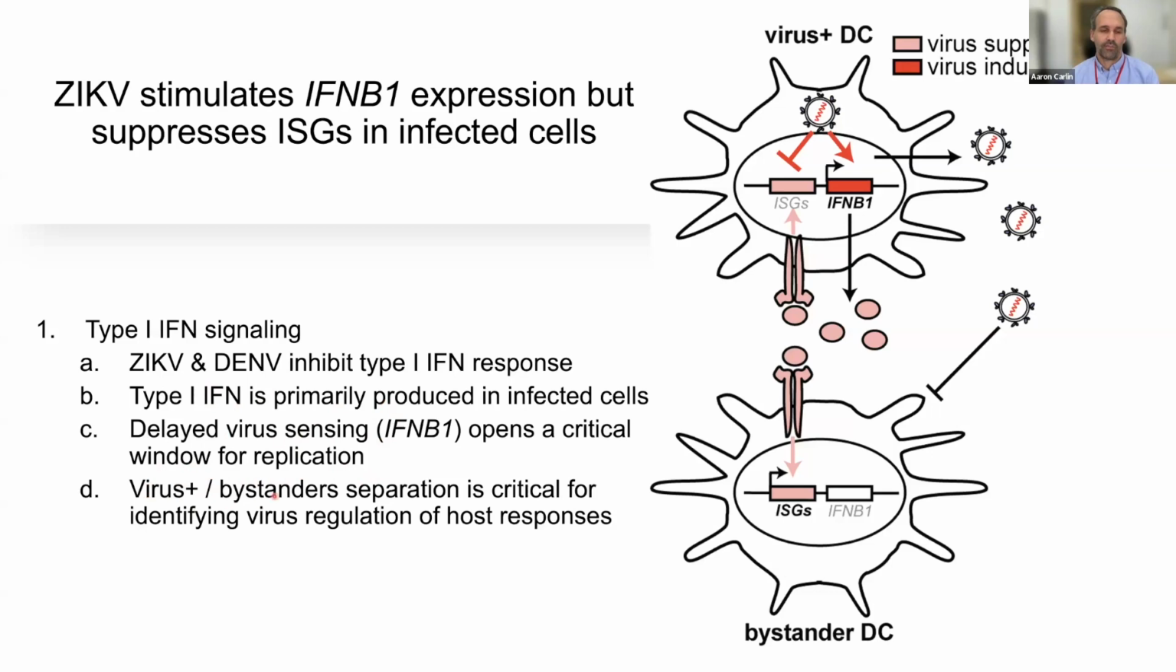If you don't separate the virus infected cells from the bystanders in order to look at these responses, you would have concluded that infected cells make interferon beta and interferon stimulated genes, but in fact they don't. It's only by separating the infected from the bystander cells that you're able to understand that the interferon stimulated gene response is lost. That's consistent with previous publications from Adolfo Garcia-Sastre's group and others, that Zika virus is able to degrade STAT2, and dengue virus can degrade STAT1 and STAT2, which allows for the blockage of interferon stimulated gene production.